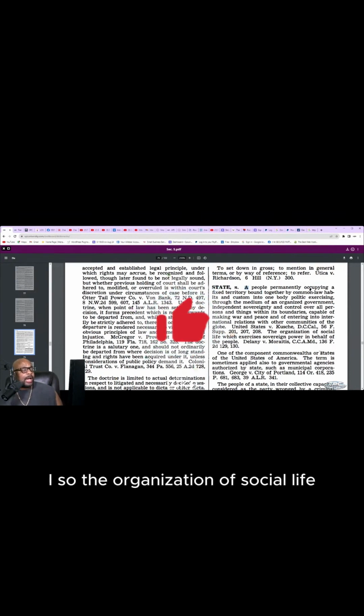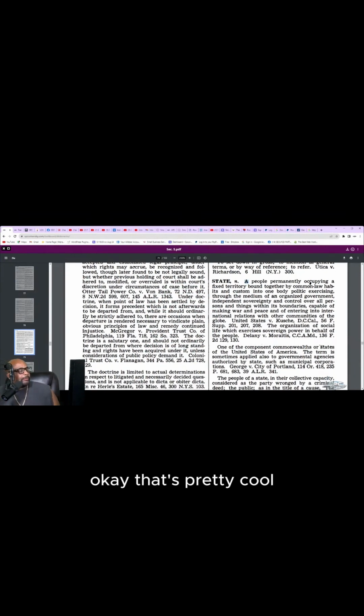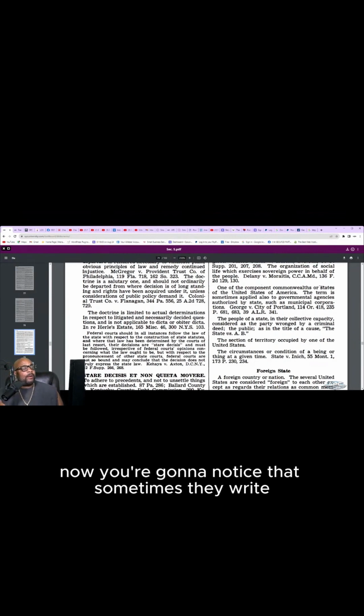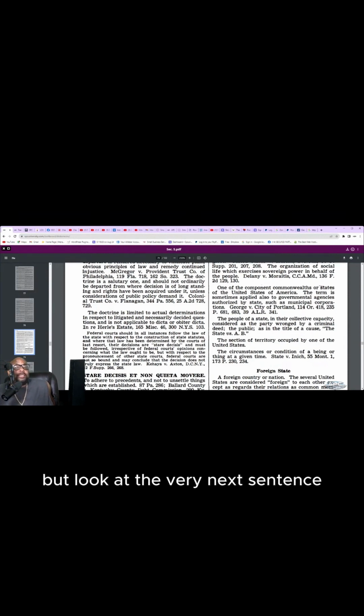All right, so the organization of social life which exercises sovereign power on behalf of the people. Okay, that's pretty cool. All right. One of the component commonwealths or states of the United States of America. Now, you're going to notice that sometimes they write state with a small s and a capital S. That is a proper noun and a common noun. That right there is significant. And also notice that they said United States of America. That is significant too. They're not saying United States. All right, but look at the very next sentence.